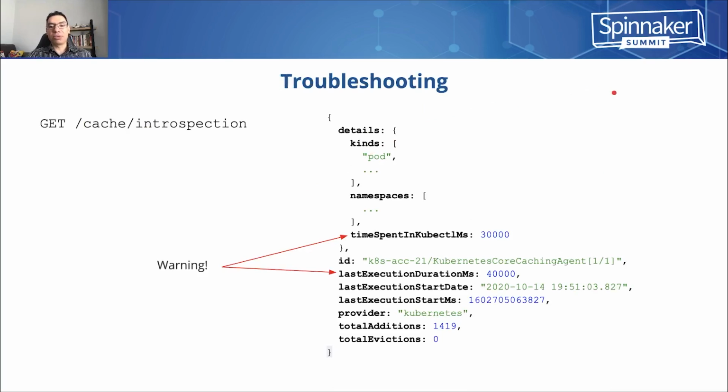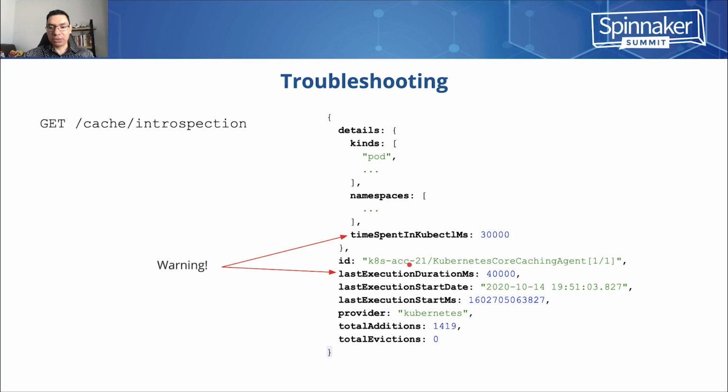So how can we troubleshoot this problem? It turns out there's a useful endpoint in Cloud Driver, which is /cache/introspection. And the answer is this block for each different caching agent. We can see that the most useful information here is the last execution duration and the time spent in kubectl.